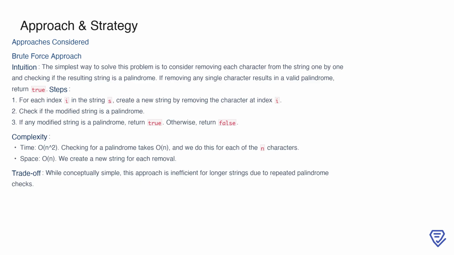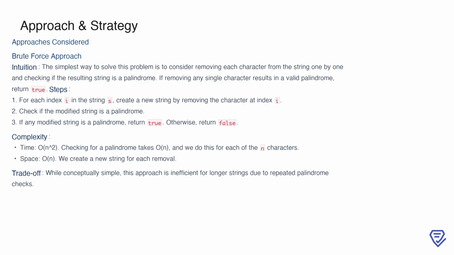To begin addressing this problem, we can consider the brute force approach. The idea here is straightforward. We systematically remove each character from the string one at a time and check if the resulting string is a palindrome. Essentially, this involves iterating through every index in the string, creating a new string with the character at that index removed, and then verifying whether the modified string is a palindrome. If removing any character produces a valid palindrome, we return true. Otherwise, if no such removal works, we return false.